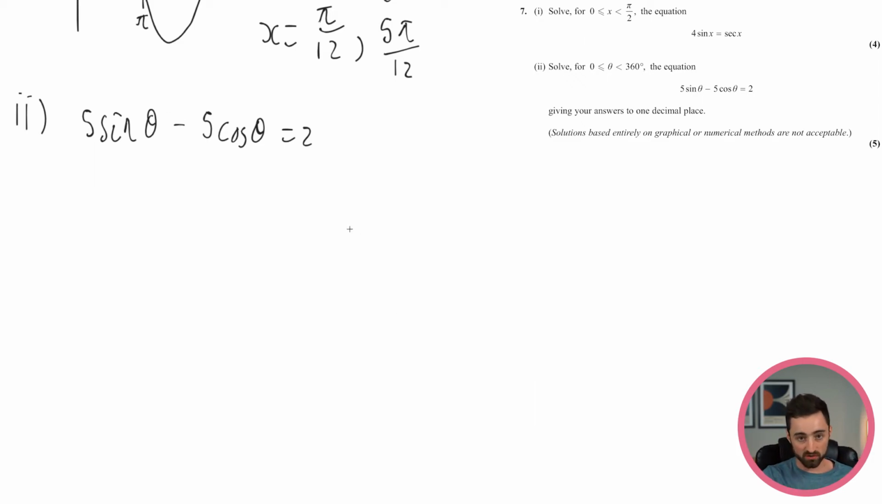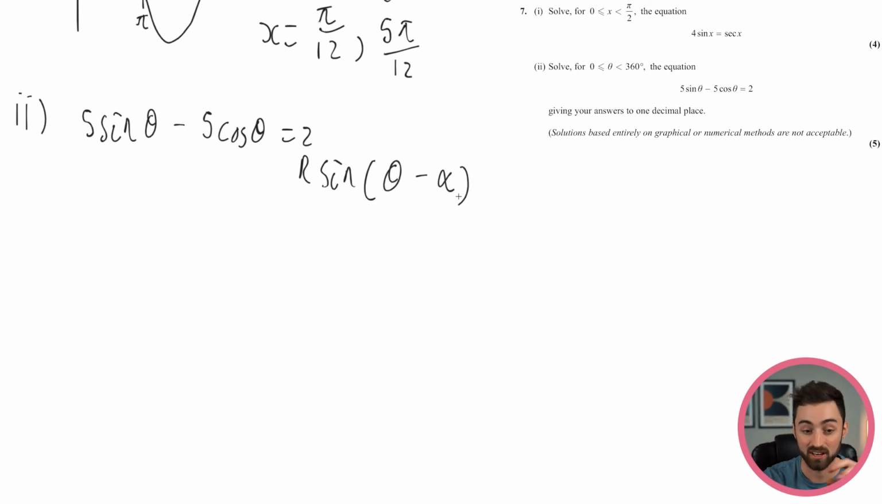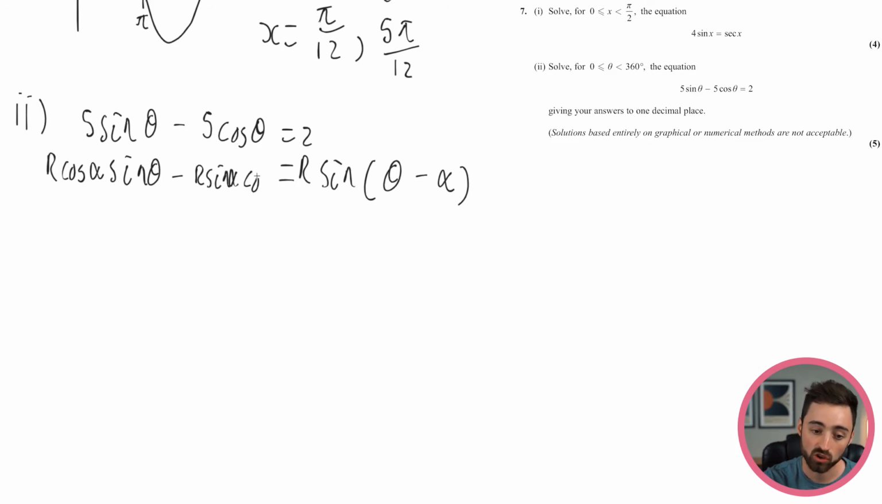And what we're going to use is the multiple angle formulas. Because I've got a minus, I'm going to use r sine, and then theta minus alpha, where r and alpha we're going to find out. We can use the multiple angle formula to see what this would be. This is going to be r cos alpha sine theta minus r sine alpha cos theta.